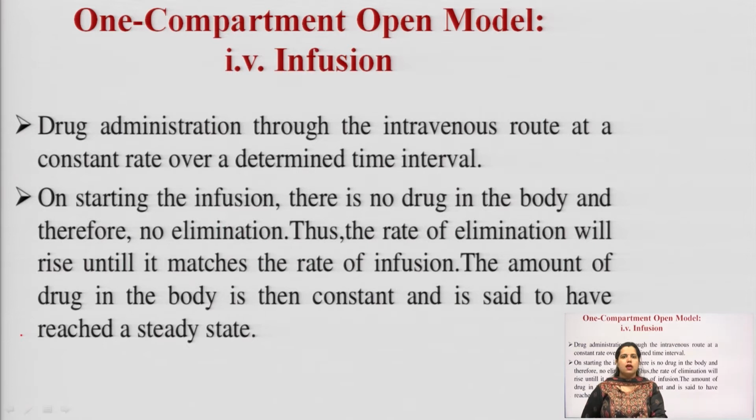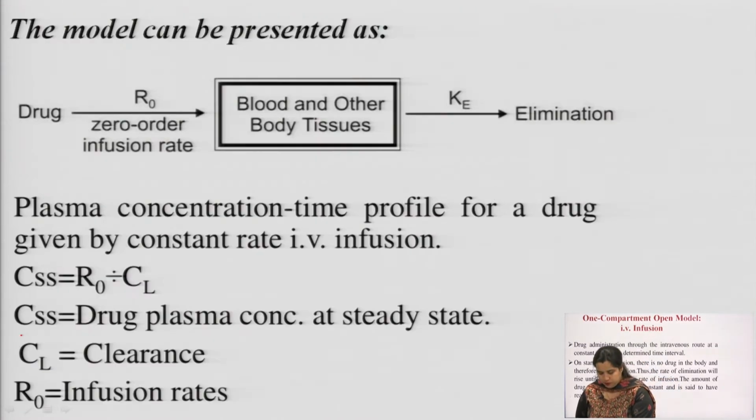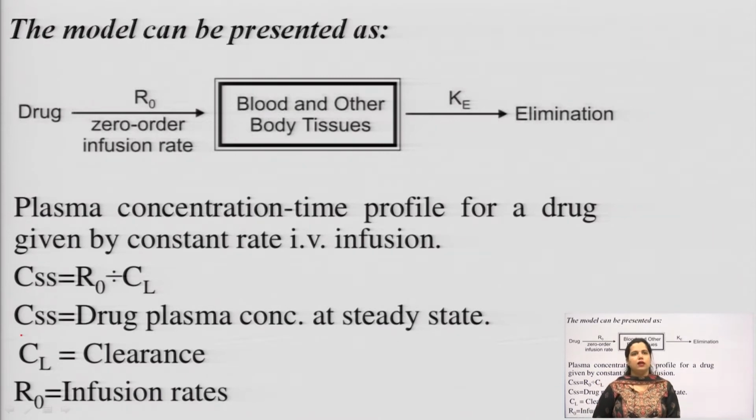That means we can say the drug has now reached steady state and the rate of elimination is equal to the rate of infusion. Now, it can be presented as R0 because it is following zero order kinetics. So, zero order infusion rate R0, blood and other body tissues, and now elimination constant KE. The plasma concentration time profile for a drug given by constant rate IV infusion: CSS, where SS represents steady state, equals R0 divided by CL, where CL is clearance and R0 is the infusion rate.